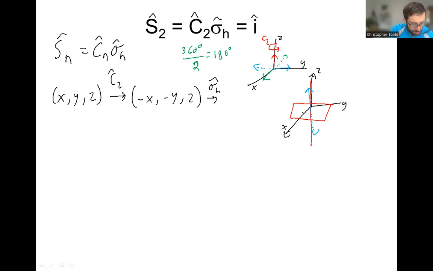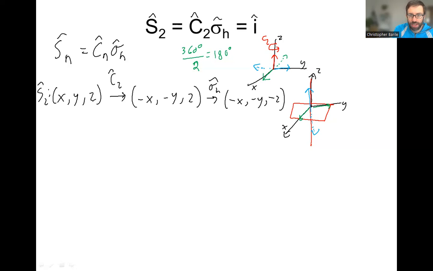And what about an X vector or a Y vector? Well, those vectors are in the XY plane, they're in the mirror plane. So whenever a vector is in a mirror plane, it doesn't do anything. So X goes to X, and Y goes to Y. So we started with negative X, so we don't do anything to it. We just go to negative X. We start with negative Y, we don't do anything to it. But the horizontal mirror plane, we figured out, took Z to negative Z. And so that is how an S2 works.